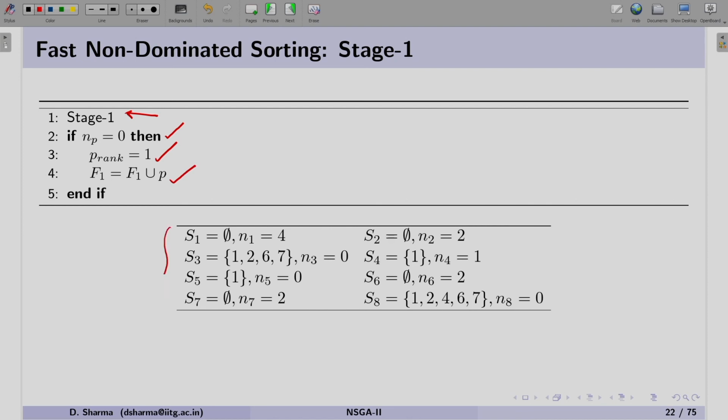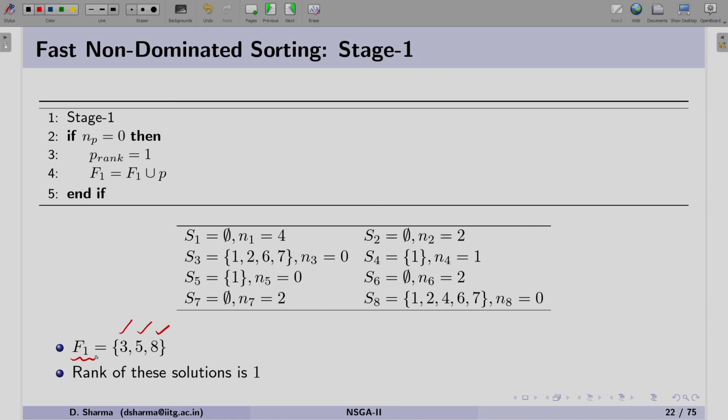In this particular table, we can see that we have all 8 solutions. Their SP and NP are written. Looking at that value, we can see solution number 3, solution number 5 and solution number 8 have NP equals to 0, meaning that these solutions will be added into front 1. So, as we can see, they are assigned in F1 and the rank of these solutions will become 1. So, this is the hand calculation for stage 1.